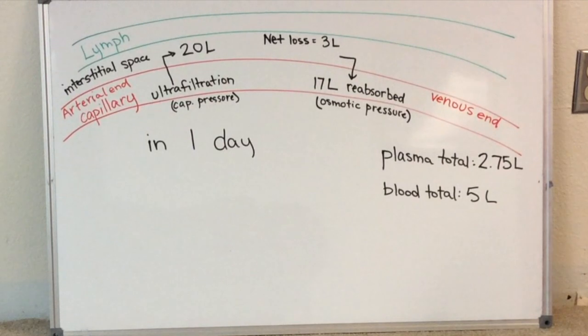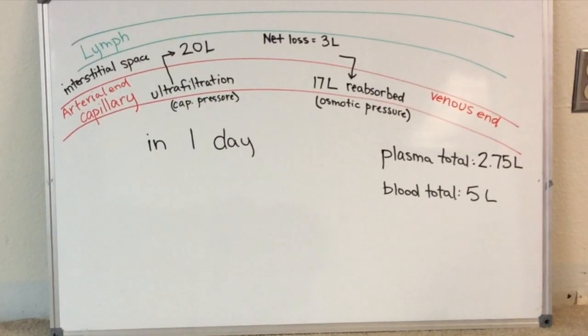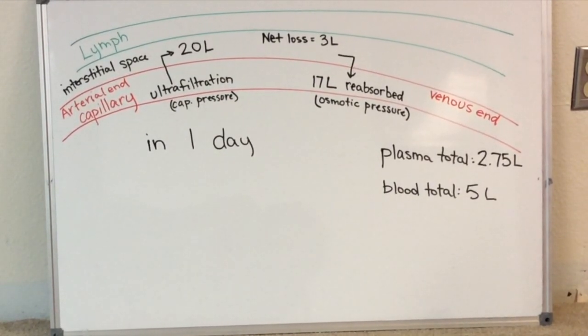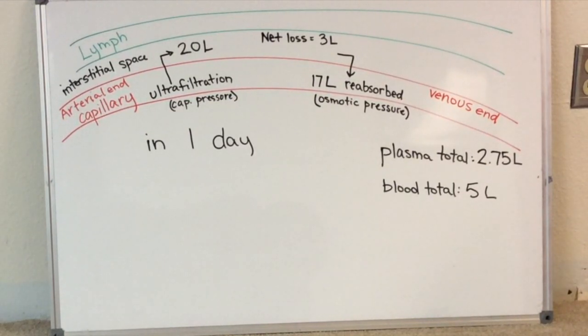In one day, approximately 20 liters of fluid is moved from the capillaries into the interstitial space. On the venous end, 17 of those 20 liters are reabsorbed primarily by osmotic pressure of the plasma proteins within the capillary system. However, there is a net loss of 3 liters to the interstitial space. If there is no way to return these 3 liters back to the cardiovascular system, we would be in trouble by the end of the day.